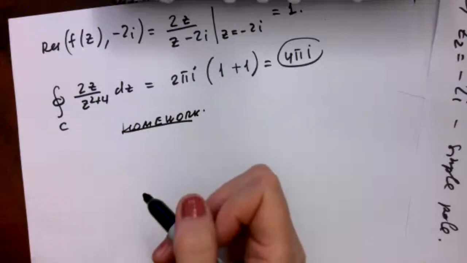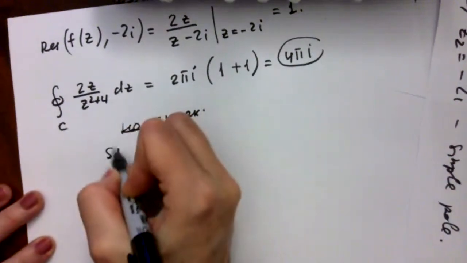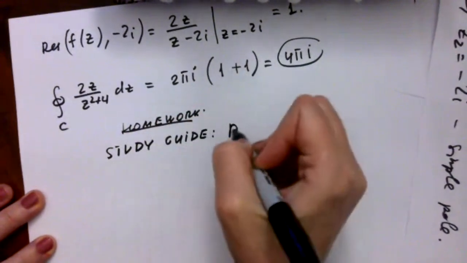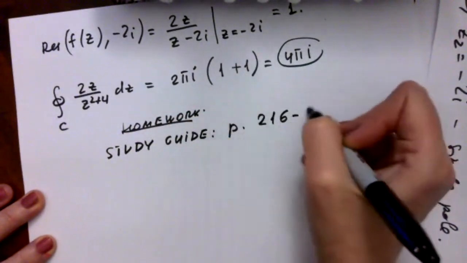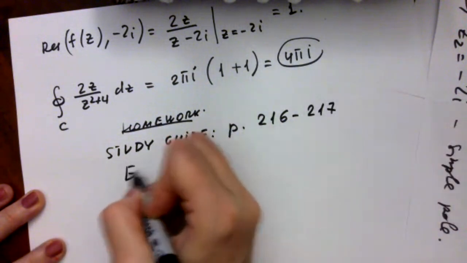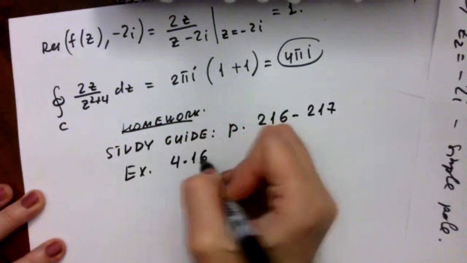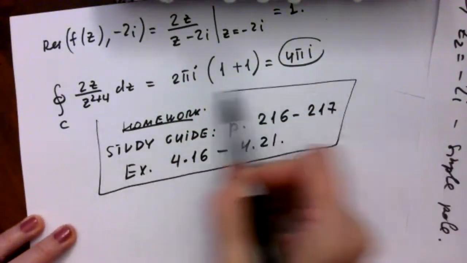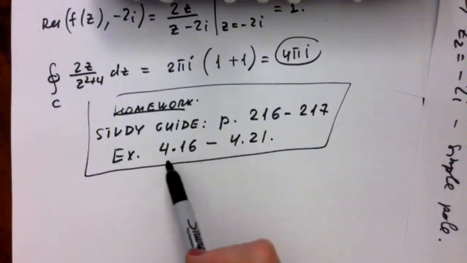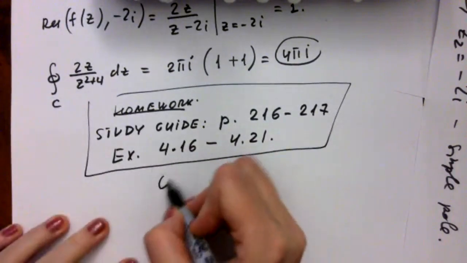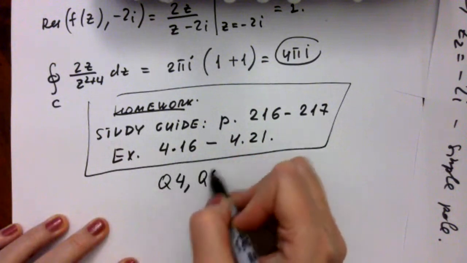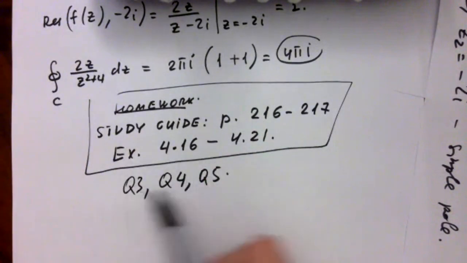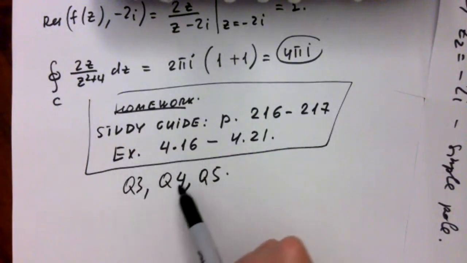And so, as for homework, there are lots of exercises actually in your study guide. So, study guide, this is pages 216 and 217, and exercises from 4.16 to 4.21. As you can see, there are plenty of exercises and problems there. And of course, you can finish questions 4 and 5, and even question 3. You can do all these questions using the residue theorem or the Cauchy integral formula.